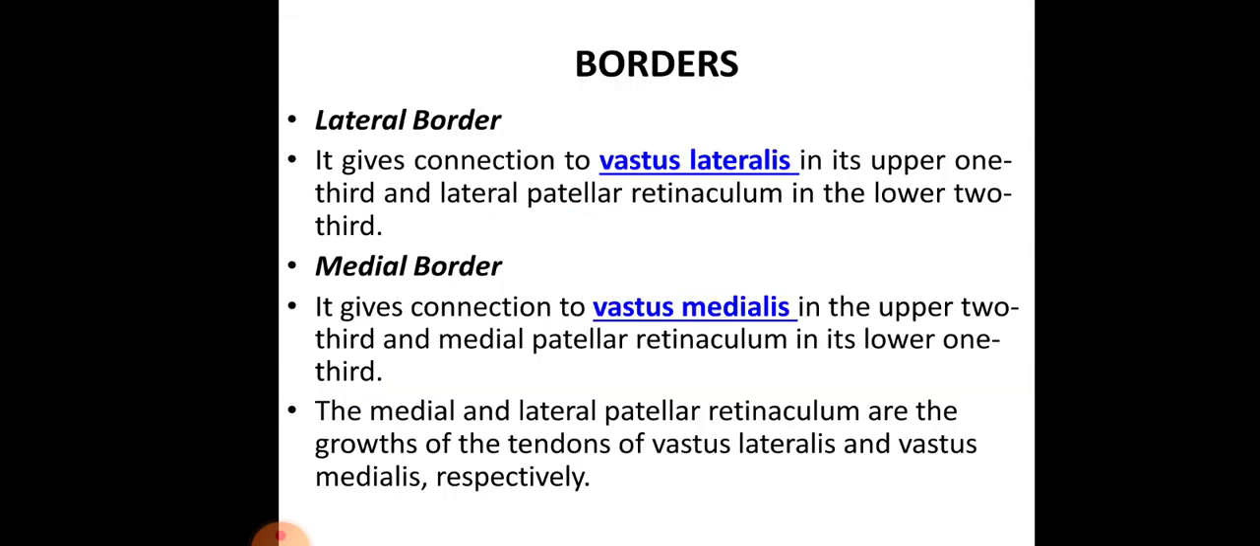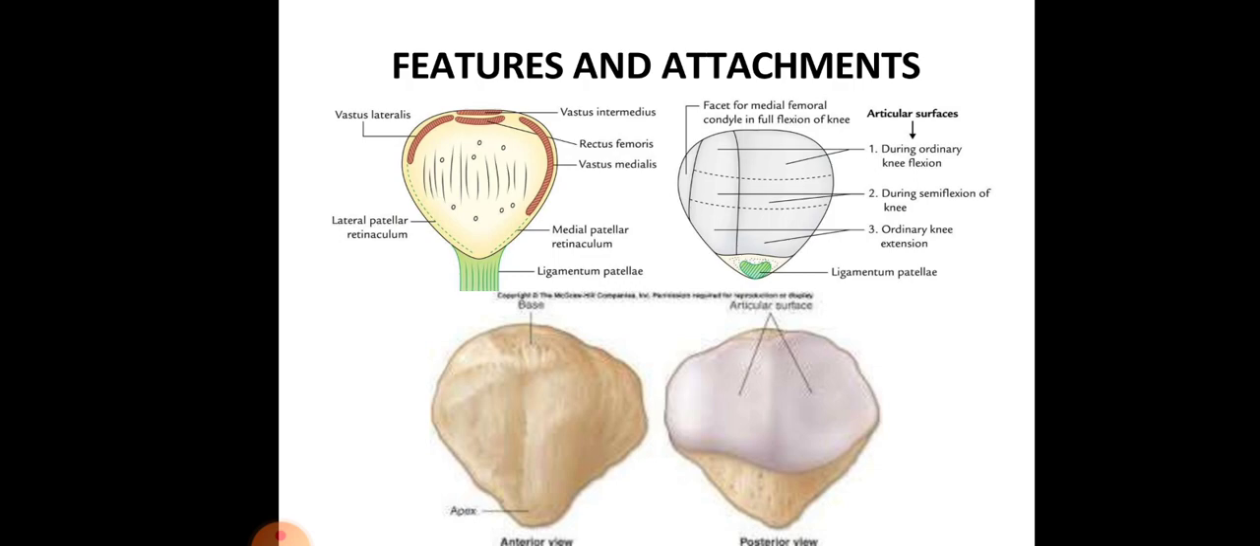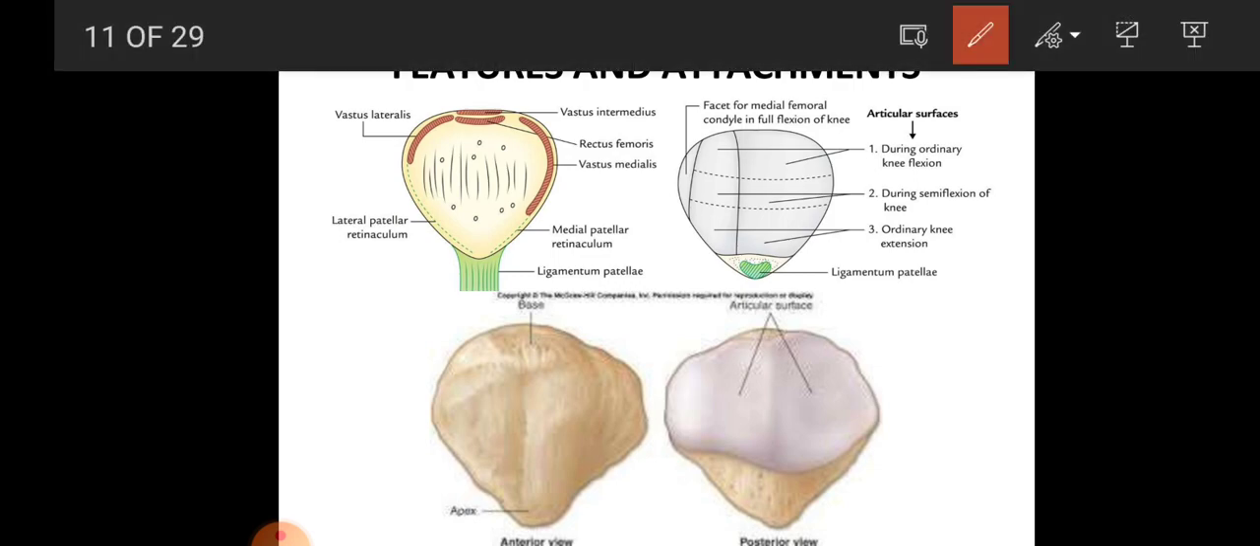Then we come to the lateral border. So on the lateral side we have the lateral border, and this lateral border in its upper 1/3 gives attachment to the vastus lateralis muscle. Vastus lateralis is a muscle of the front of the thigh originating from the femur, and it inserts only in the upper 1/3 part of the lateral border of the patella. So here we can see the insertion of vastus lateralis. This is the vastus lateralis inserting only in the upper 1/3 part of the lateral border of the patella.